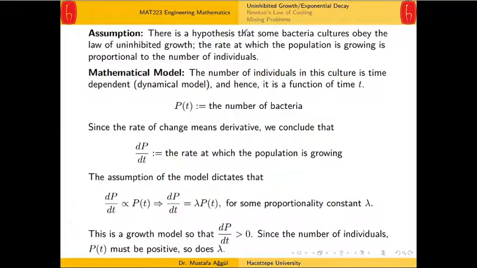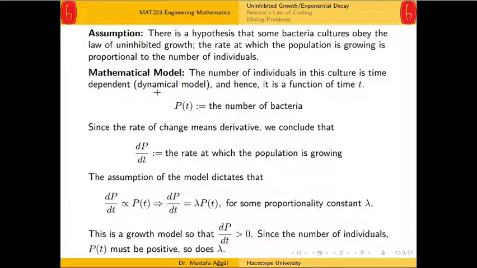The first mathematical model will be uninhibited growth or exponential decay. The assumption for this particular model is the hypothesis that some bacteria culture obeys the law of uninhibited growth. What is that? The rate at which the population is growing is proportional to the number of individuals. Okay, so now let's come up with a mathematical model.